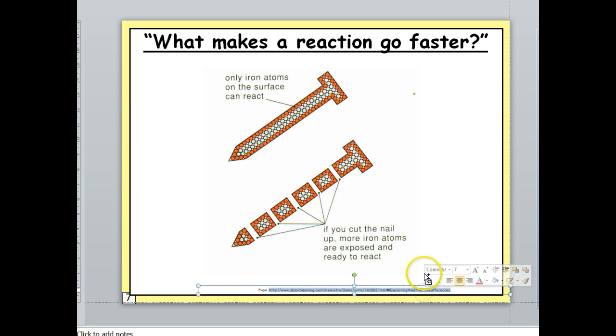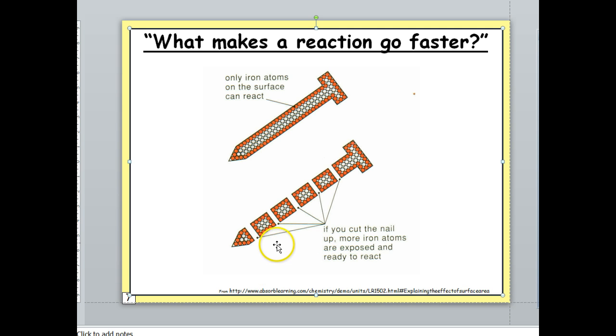But today we looked at surface area, and simply put, this website here you might want to have a look at. It's got some very good animations for you to have a go at, and little reactions to have a go at.